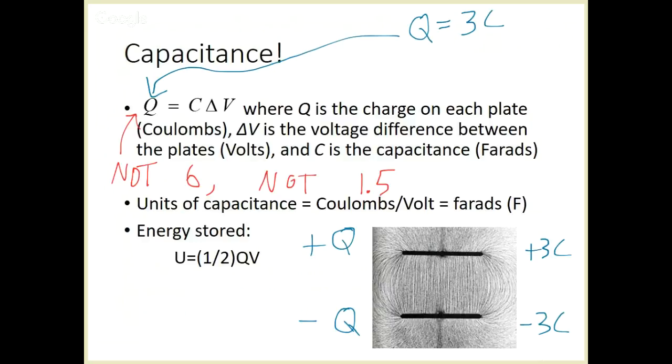That'll be measured in coulombs. Delta V is the change in voltage, or the voltage stored on that capacitor in volts. And C is the capacitance measured in farads.